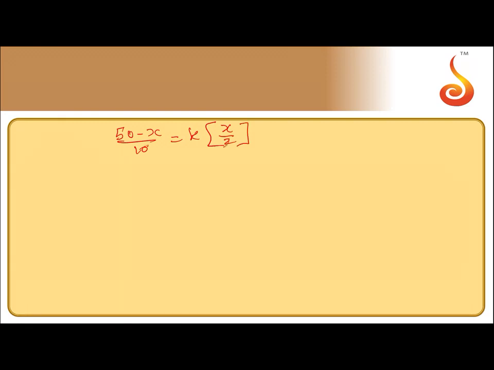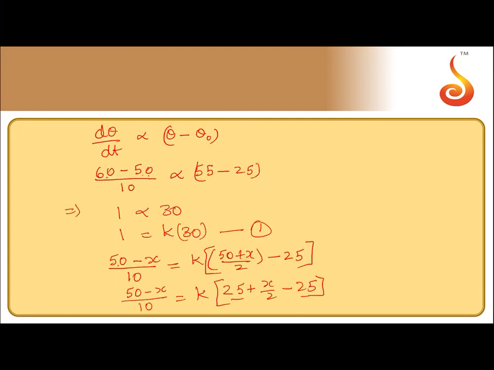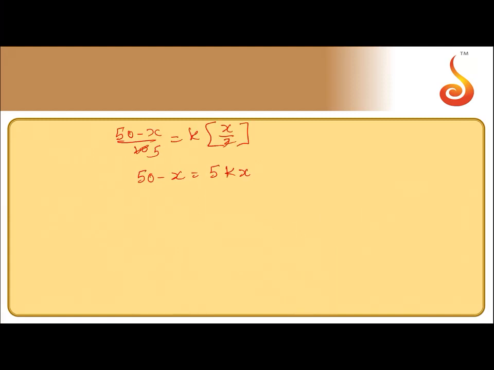So, 2 1s are 2, 5s are, cross multiply, 50 minus x is equal to 5 k x. So, k is equal to what? K into 30 is 1, which implies k is equal to 1 by 30. You can substitute that here, you will get 50 minus x is equal to 5 into 1 by 30 into x. So, 5 into 1 by 30 is 1 by 6.